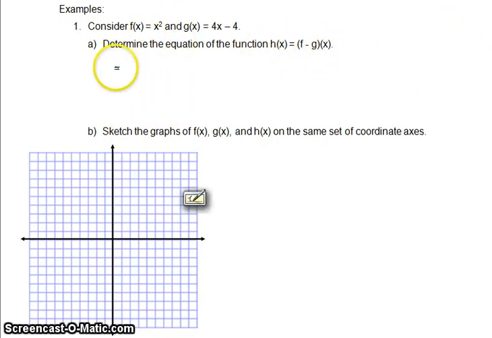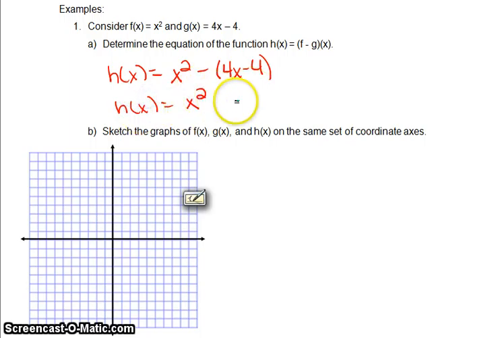So what we're going to do is take f of x, so h of x is equal to, the f of x is x squared, subtract, that'll be in brackets, 4x minus 4, so that's our g of x function there. And what we're left with is h of x is equal to x squared minus 4x plus 4.